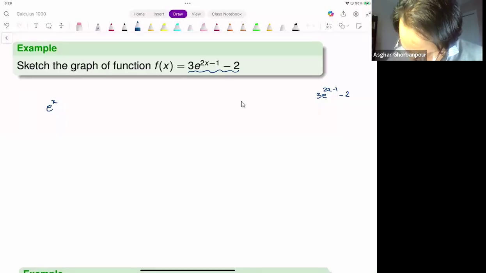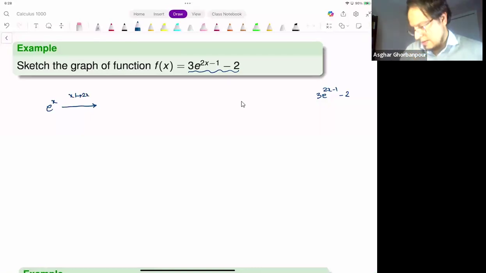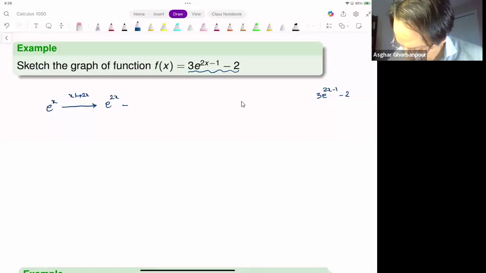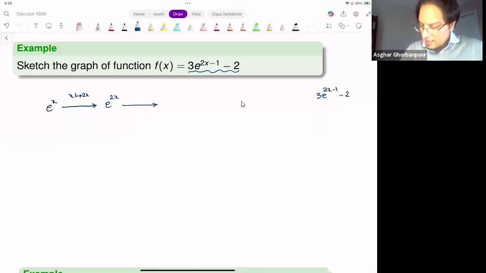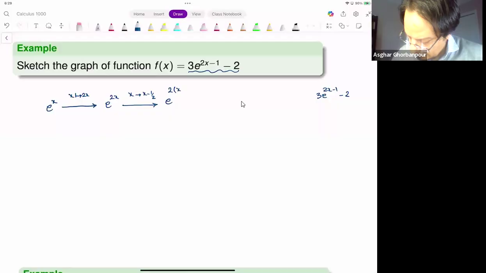So first thing is that I will change x to 2x. Then in that case, it will be my e to the power 2x. Now, if I change x to x minus half, then I will have e to the power 2 times x minus half. But that is the same thing as e to the power 2x minus 1, which is what we have in the exponent.